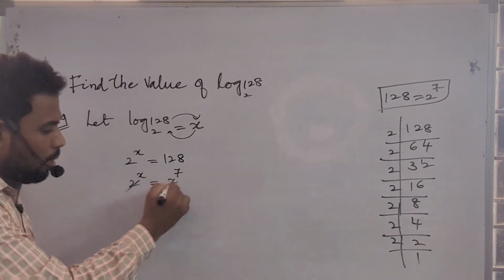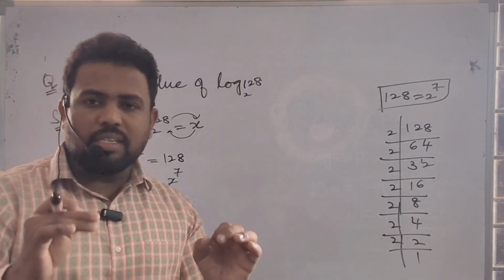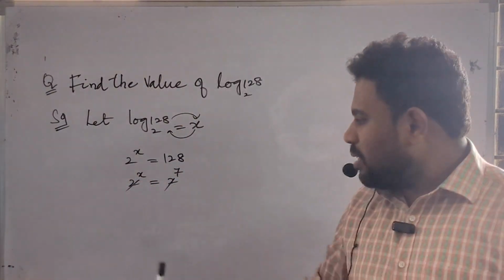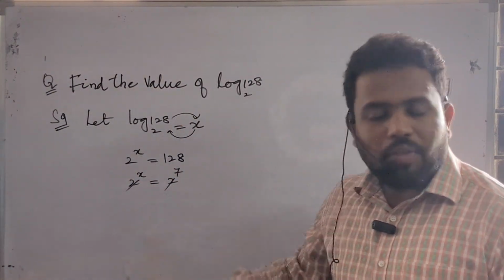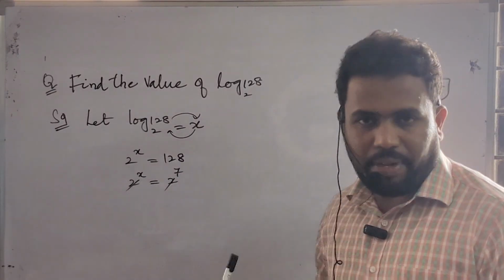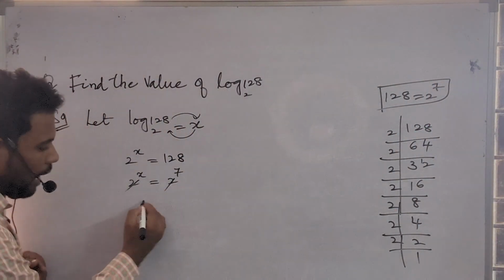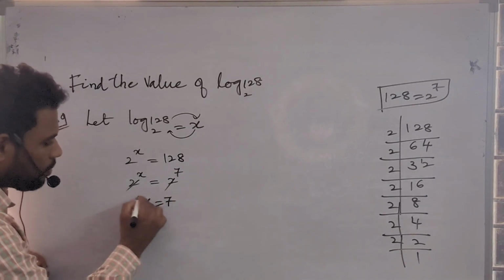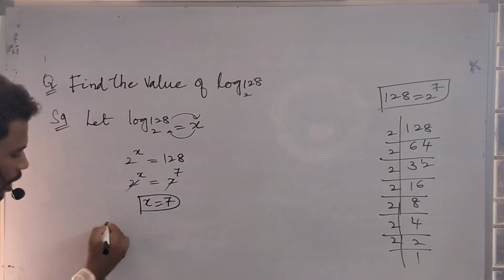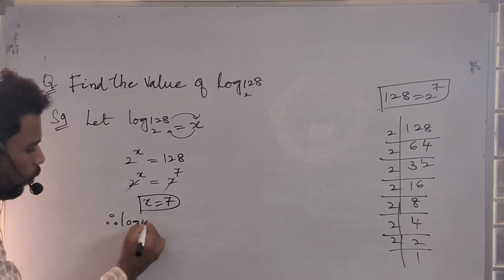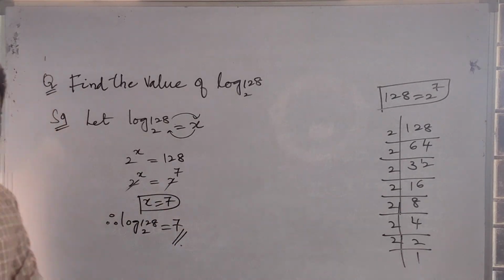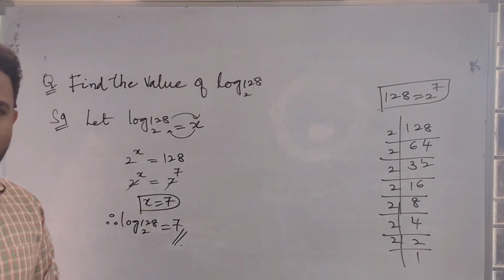So we can cancel the bases based on the property: if bases are equal, powers are also equal. With the help of this property, I am just cancelling the two bases. So what are we remaining with? We are remaining with the value of x, which is equal to 7. So what is the value of x here? x is equal to 7. So therefore, log 128 to the base 2 equals 7.